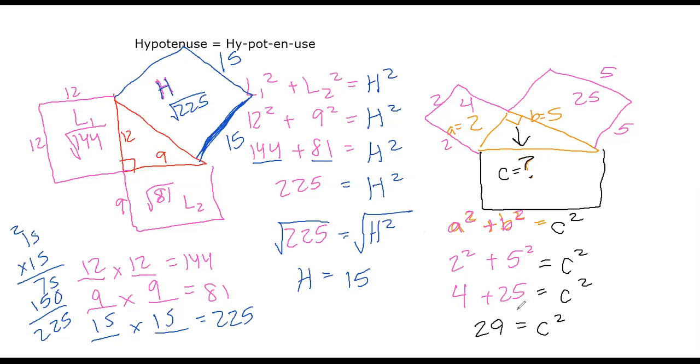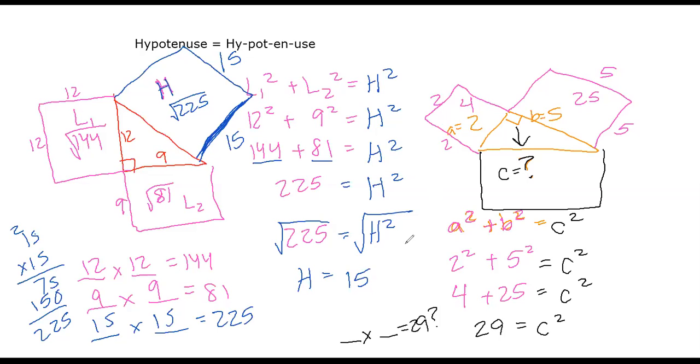Can anyone think of a number multiplied by itself to equal 29? Is there such a number? So we know 144 is 12 times 12, 81 is 9 times 9, 225 is 15 times 15. Can it be a decimal? Can you give me a whole number? So what number multiplied by itself equals 29? Is there one that exists?